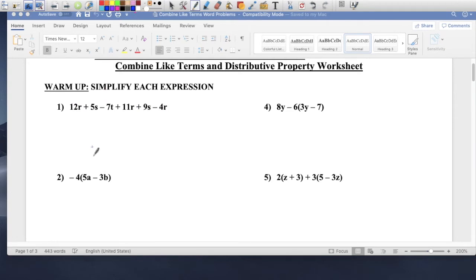Distributive property here. Negative times a positive is a negative. Negative times a negative is a positive 12b. That's it. Can I combine those two?